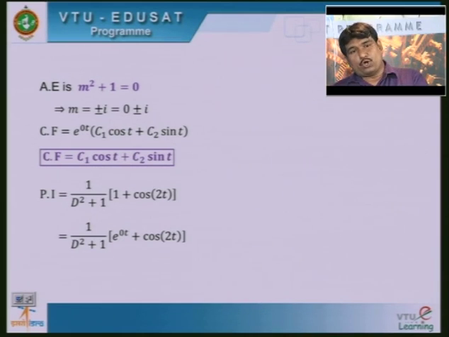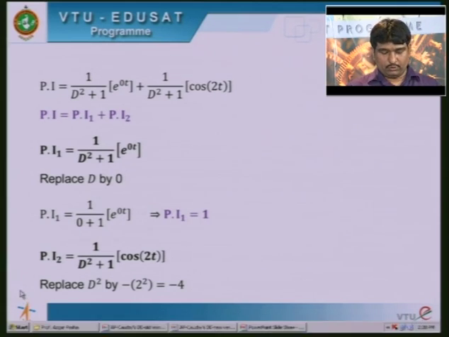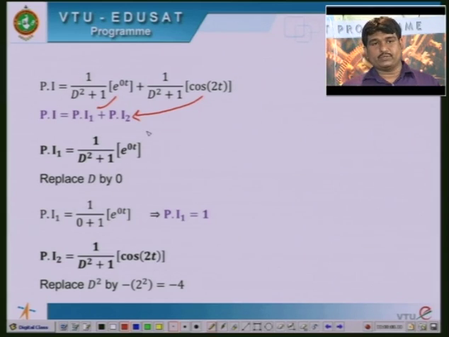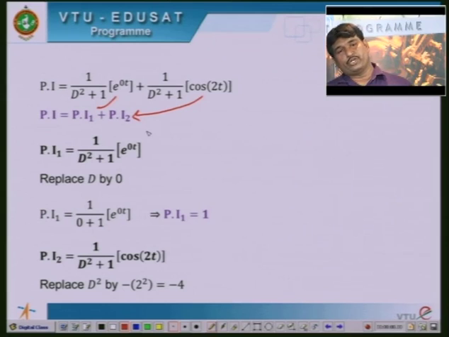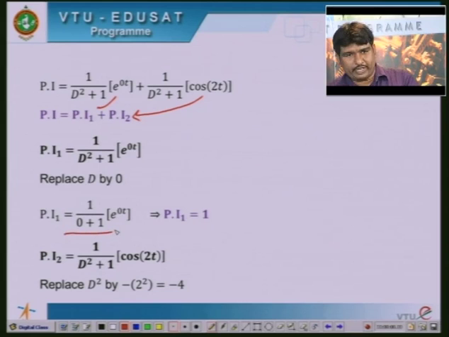Now, particular integral, it is 1 by d square plus 1 into 1 plus cos 2t. I will write 1 as e to the power of 0t plus cos 2t as it is. I will operate 1 by d square plus 1 on both 1 and cos 2t. So, 1 by d square plus 1 e to the power of 0t plus 1 by d square plus 1 cos 2t. I will call this PI1 and this part PI2. I will consider PI1, which is 1 by d square plus 1 into e to the power of 0t. According to rule 1, you have to replace d by 0, provided denominator is not equal to 0. So, I have replaced it by 0, 0 plus 1 into e to the power of 0t. So, answer is 1, PI1 is 1.